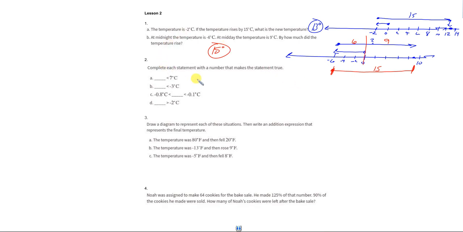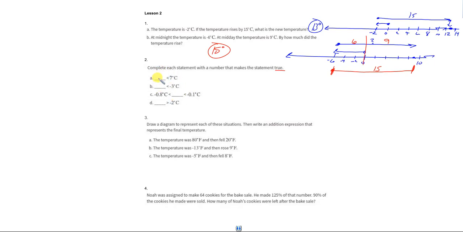Alright, so number 2, all we have to do is put in some numbers here that make these things true. Gotta make them true. So let's do the basic ones I think are A, B, and D. C can be a little tricky, so we'll do a number line for that one. But these other ones, pretty straightforward.